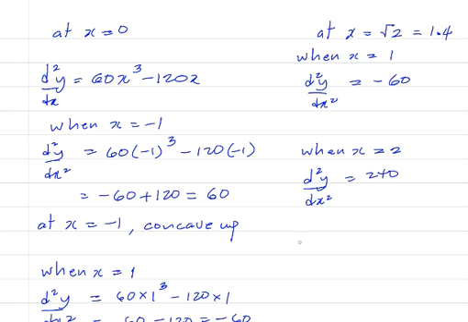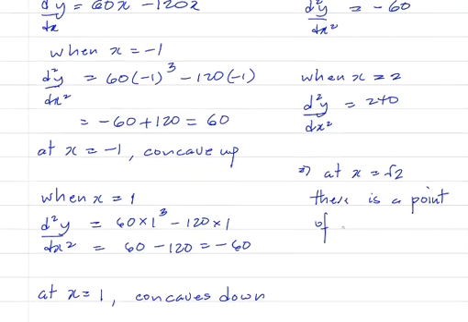So at x is equal to the root of 2, the function changes concavity. So at x is equal to the root of 2, there is a point of inflection. All right. So for this function, we have 2 turning points and 2 points of inflection.